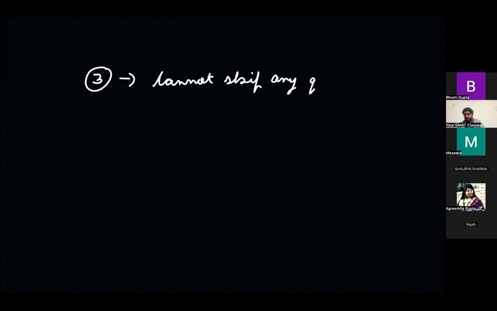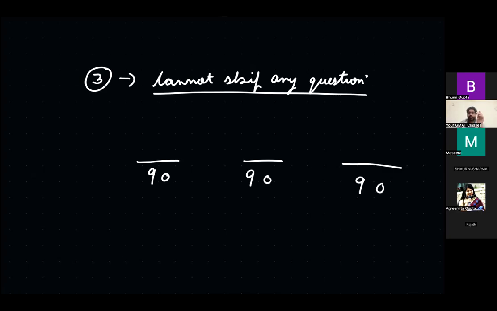Point number three is you cannot skip any question. So if you don't know by now, you are scored on a scale of 90 for each section. Let's say you were getting 85 in verbal till question number 21, and you did not mark 22 and 23.